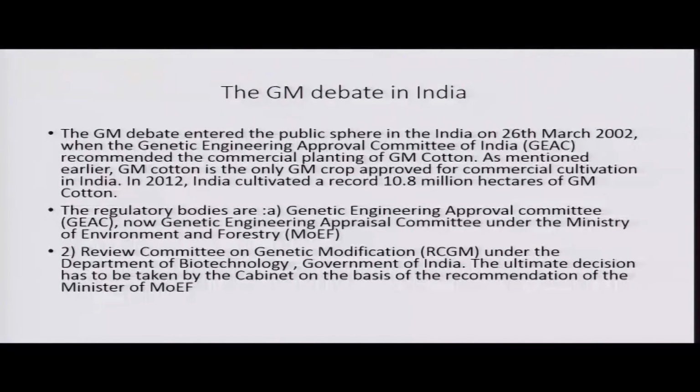See, in our country, the debate on genetic modification of crops entered the public sphere in the year 2002, when the Genetic Engineering Approval Committee of India, under the Ministry of Environment and Forests, recommended commercial planting of GM cotton. As mentioned earlier, GM cotton is the only GM crop approved for commercial cultivation in our country. In 2012, India cultivated a record 10 million hectares of GM cotton. Of course, people have expressed apprehensions on GM cotton as well.